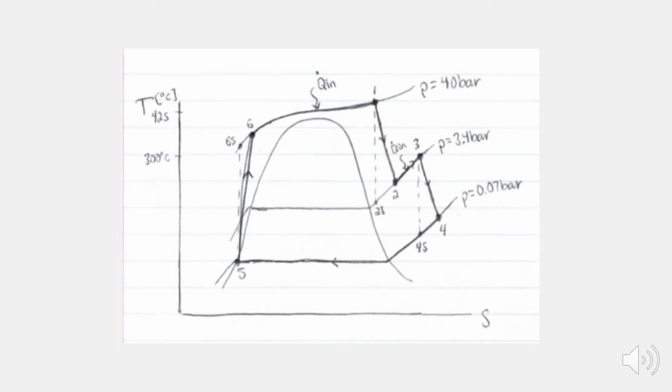However, since all turbines and pumps are non-isentropic, there are states labeled 2s, 4s, and 6s. The states followed by an s show what the ideal cycle would look like, while the normal states show what the cycle looks like in its non-isentropic processes.